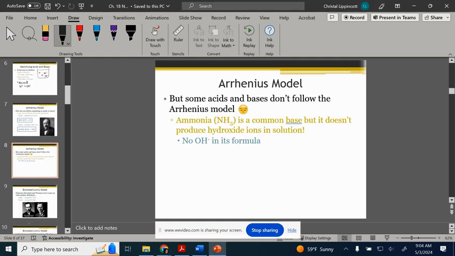The problem is that with his model, there's certain things like ammonia here. Ammonia is a common base, but it doesn't produce hydroxide ions. It can't. It doesn't have any oxygen in it. So that's where his concept kind of fell apart and people no longer used his definition.